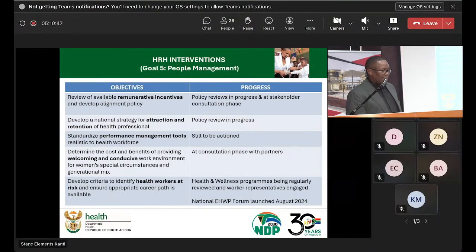But of course, we're still interested in attraction and retention. As a department, colleagues, whether we've got money or not, we still strive and want to be the employer of choice. But of course, we are saying we are not the only employer. And that's what people must understand. When you are a graduate, public health is not the only employer, but we want to be the employer of choice. So there is that balance that people must understand. And of course, we need to review the issue of performance management tools. But importantly, is the issue of a welcoming and conducive working environment.